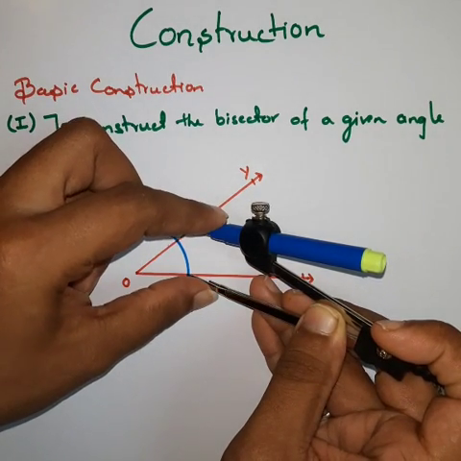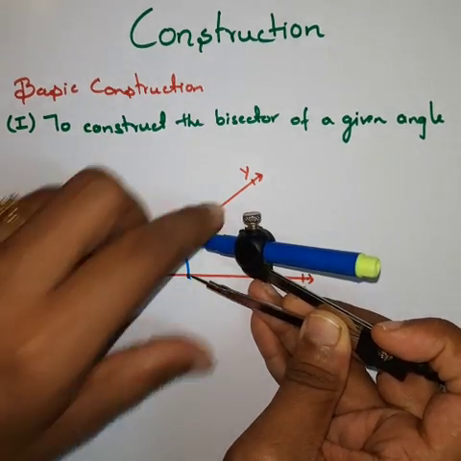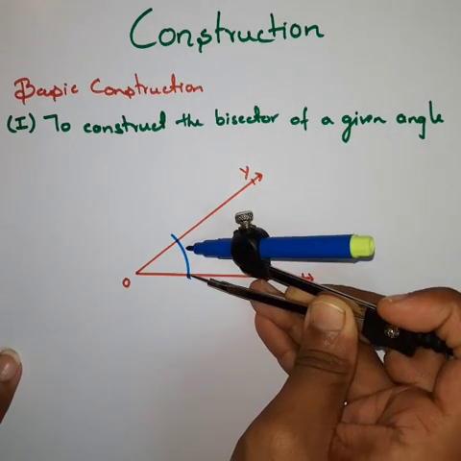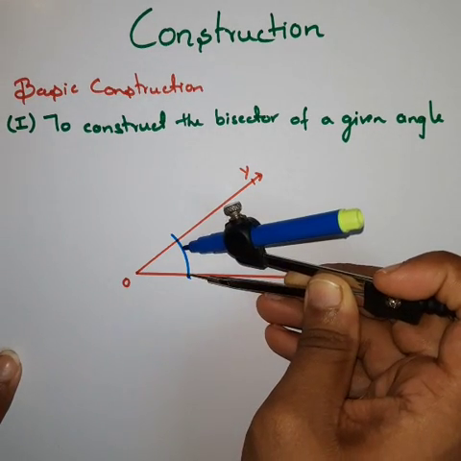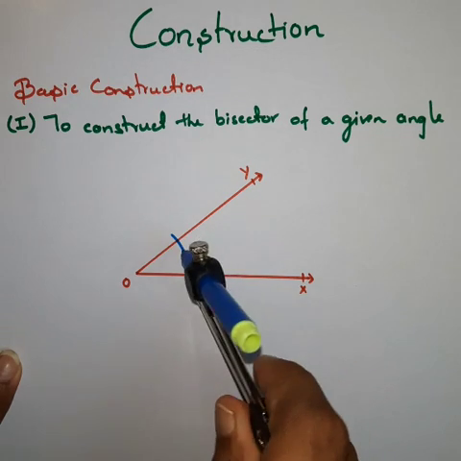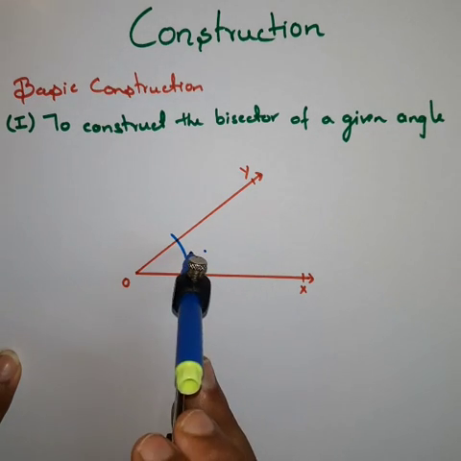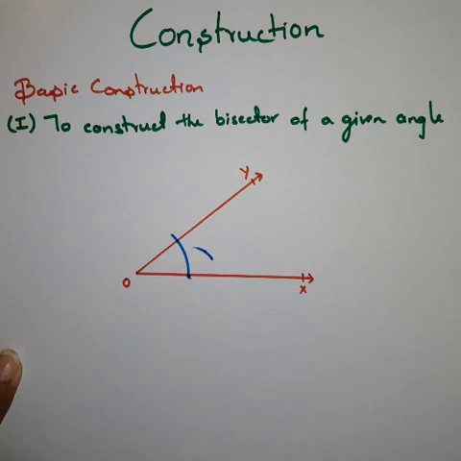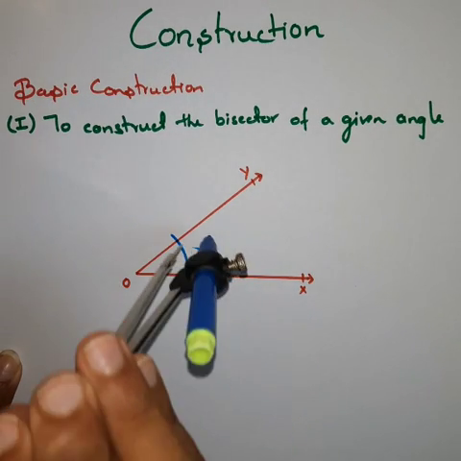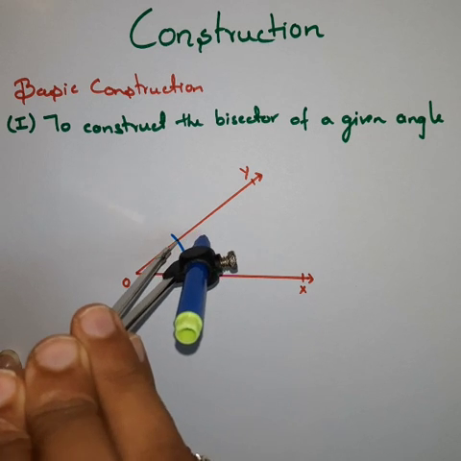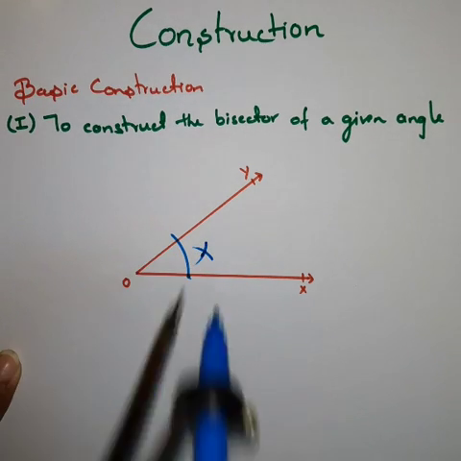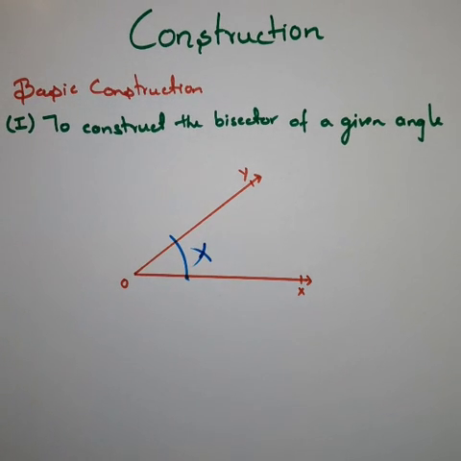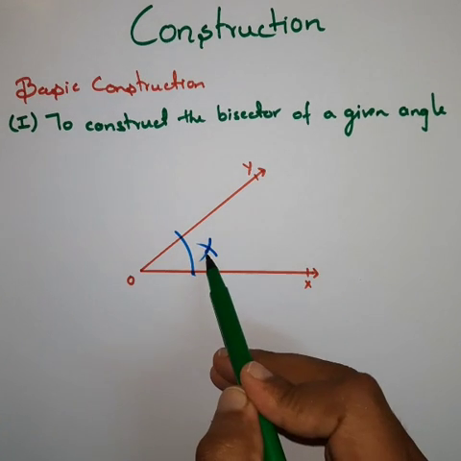Now after that, I'll keep it at the first point of the arc. I'll reduce this measure a bit. I'll just keep it more than half. So I'm cutting an arc first, and then at the second point, that is here, the same measure. After I've cut two arcs, I'll connect between O and this intersecting point.